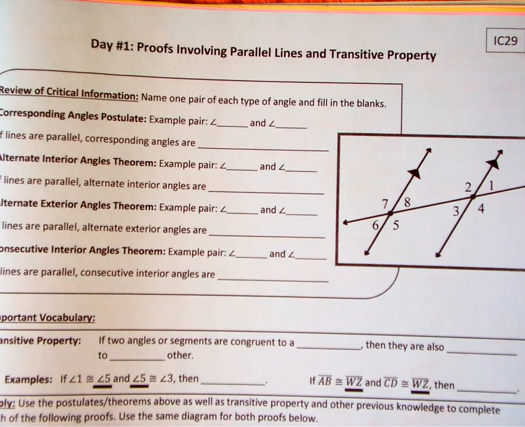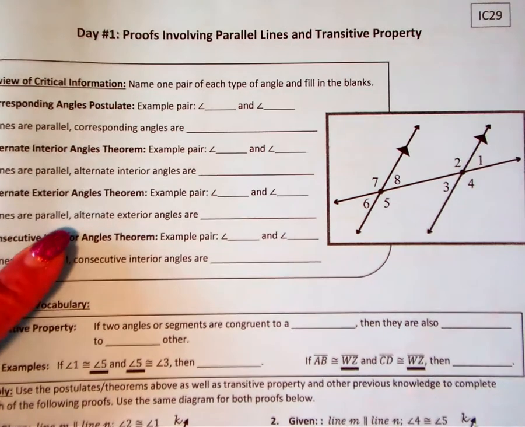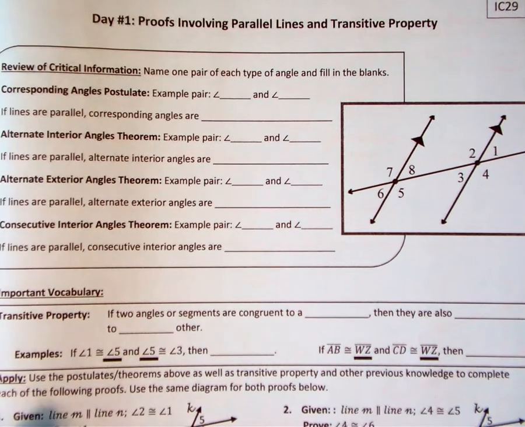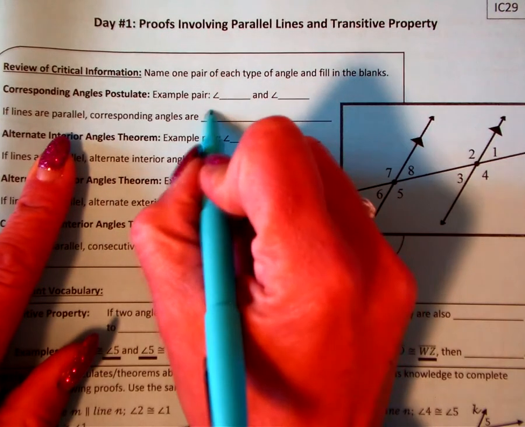All right, so let's review some of our critical information here. Let's name one pair. Make this a little bigger for myself so I can see. Okay, so name one pair of each type of angle and fill in the blanks here. Okay, so corresponding angles postulate, remember, says that if lines are parallel, then corresponding angles are congruent.